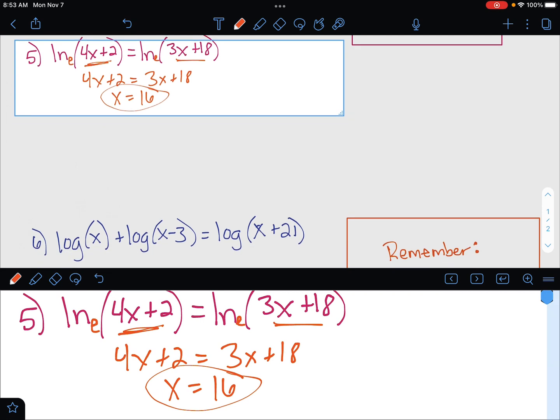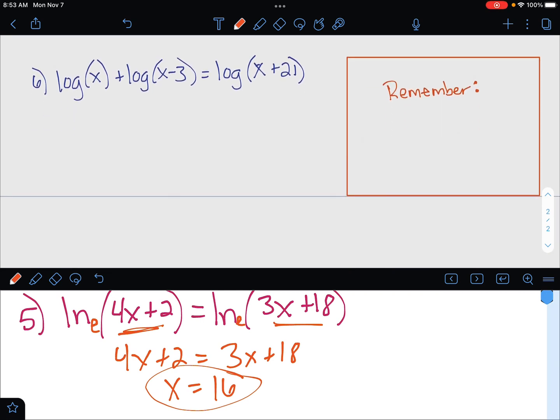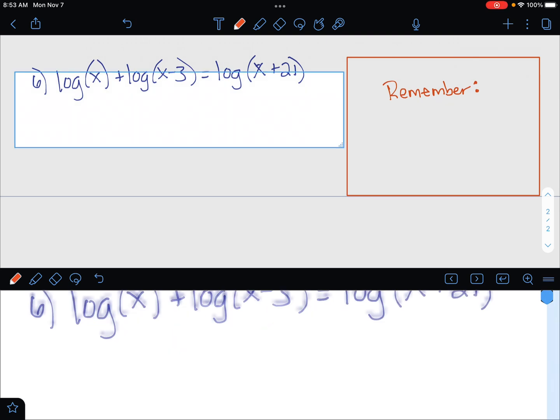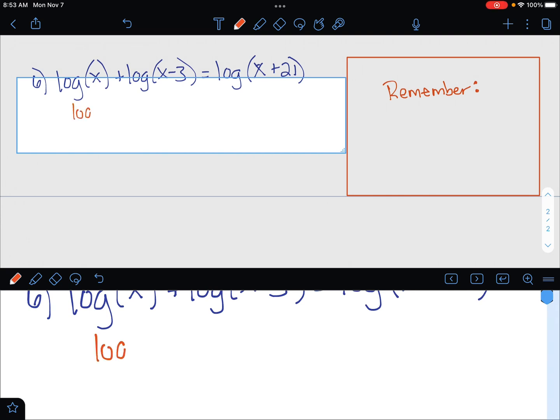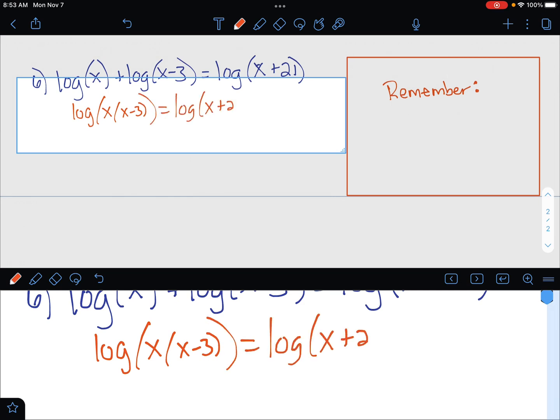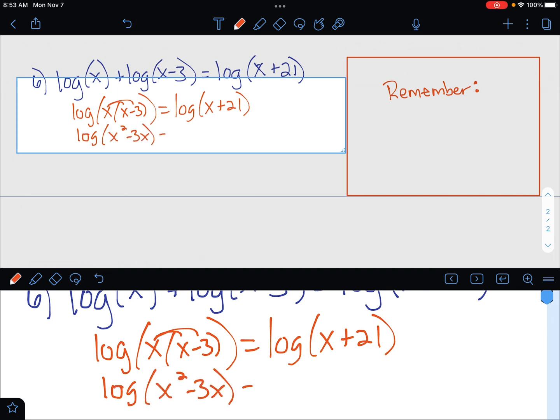Now they do get a little harder than that. Let's look at this one. So this one, we don't have only one log on the left, right? We've got to get it down to only one log on the left. Well, what's plus change to? Plus changes to multiplication. So we have log of x times x minus 3 equals log of x plus 21. And I'm going to simplify that down before I start doing anything. So let's distribute this x to get log of x squared minus 3x.